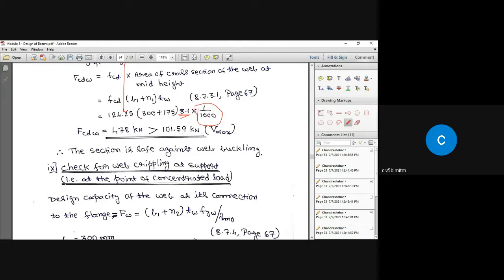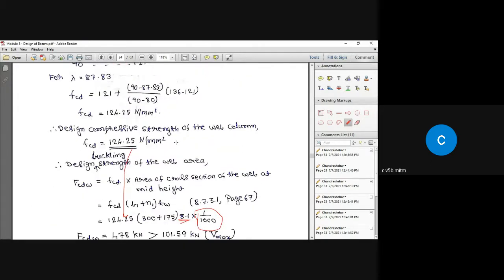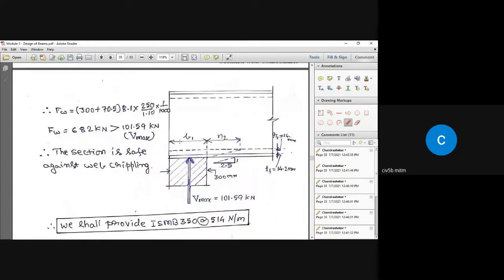Next, what is web crippling? As I explained in the previous class, web crippling happens here, where the web portion meets the flange portion. That's where we get the stress concentration. So what is N2? This distribution line is according to 2.5 horizontal and 1 vertical.